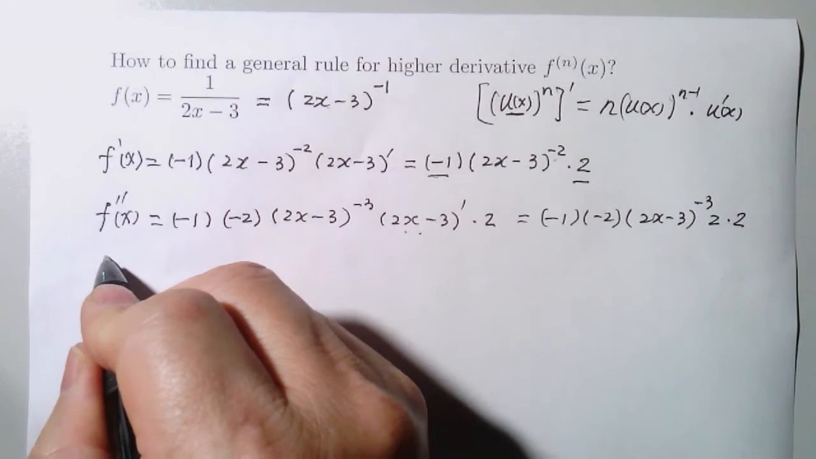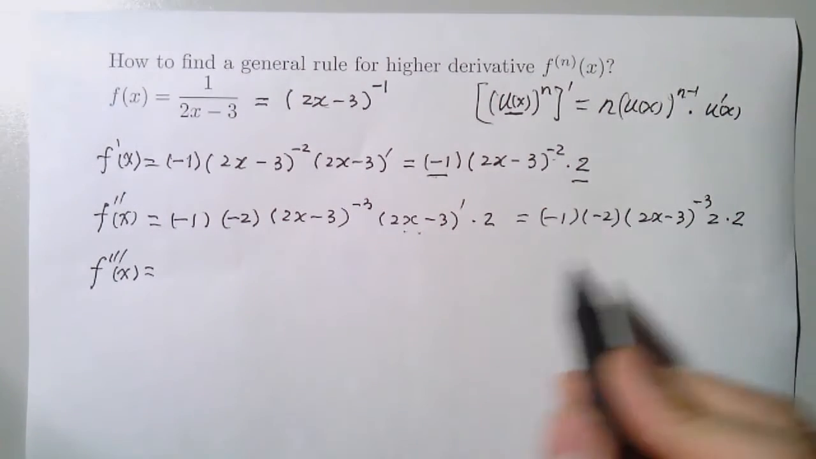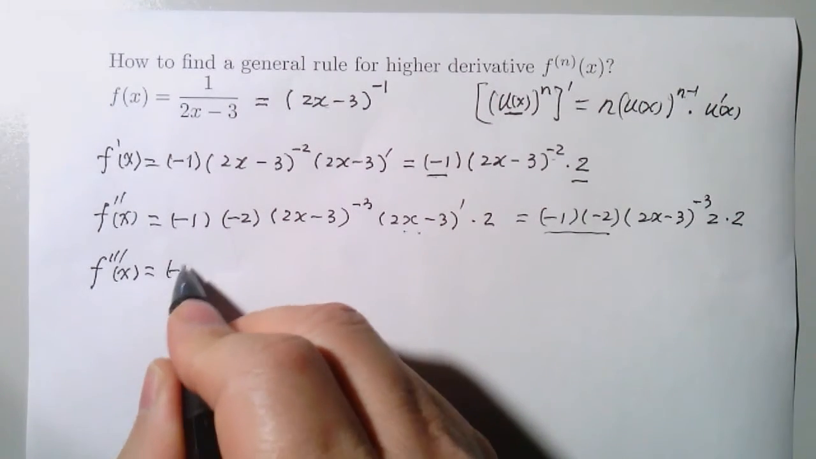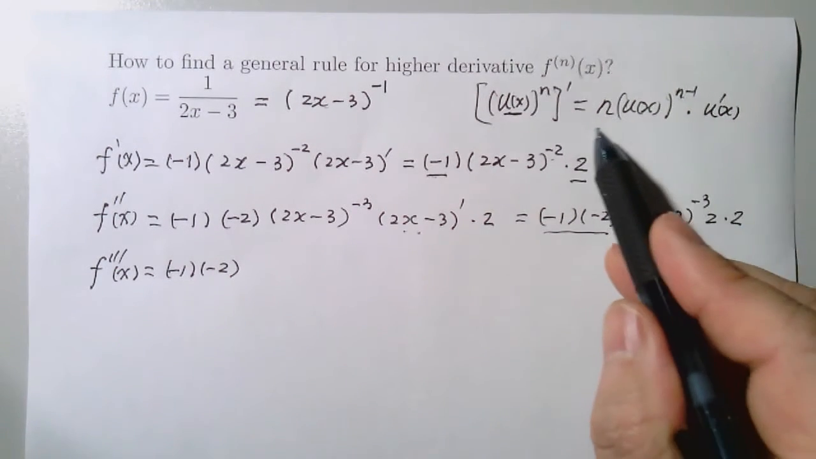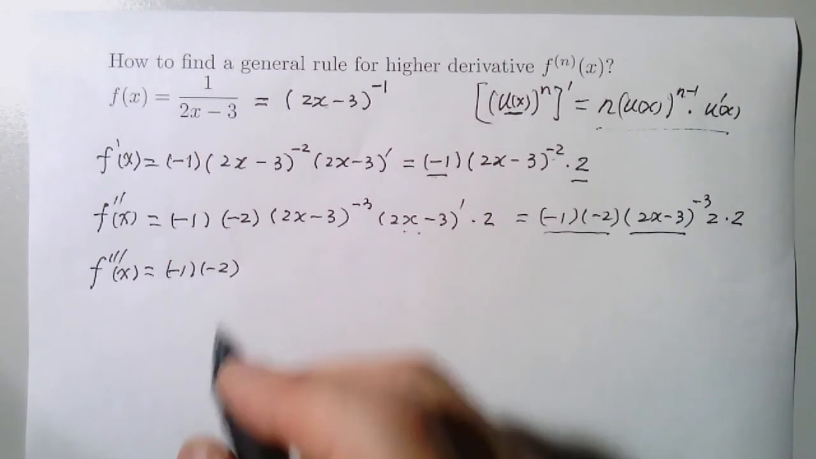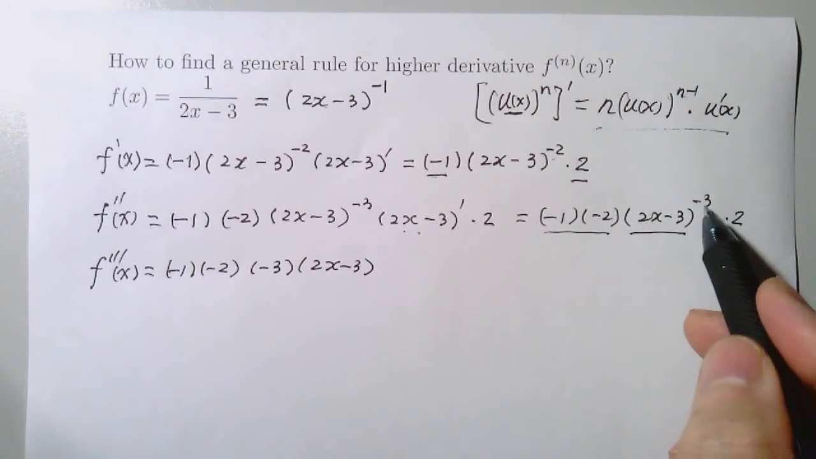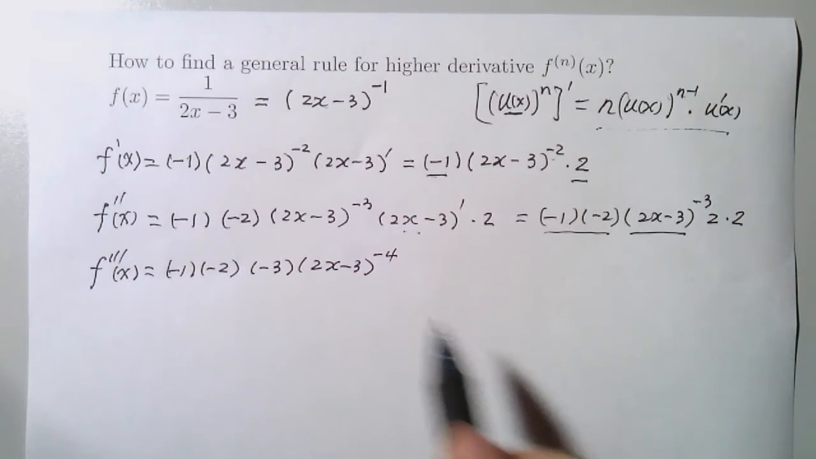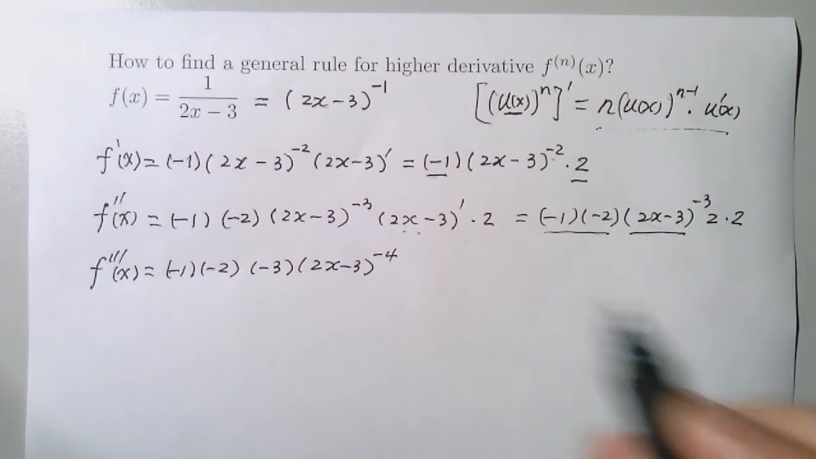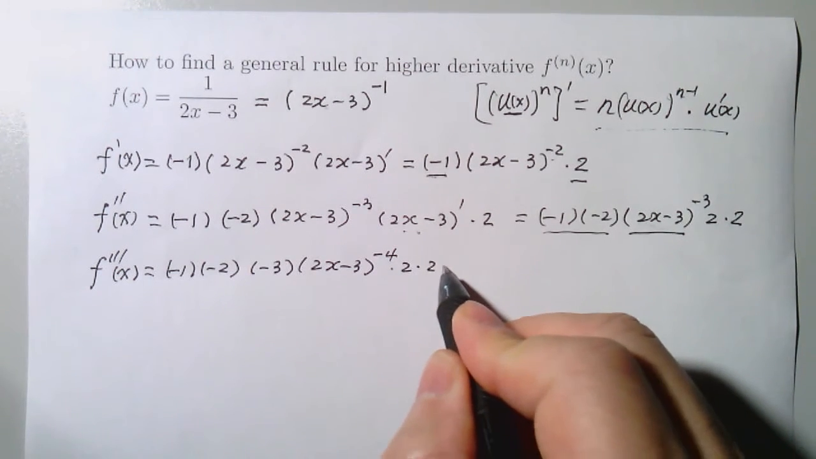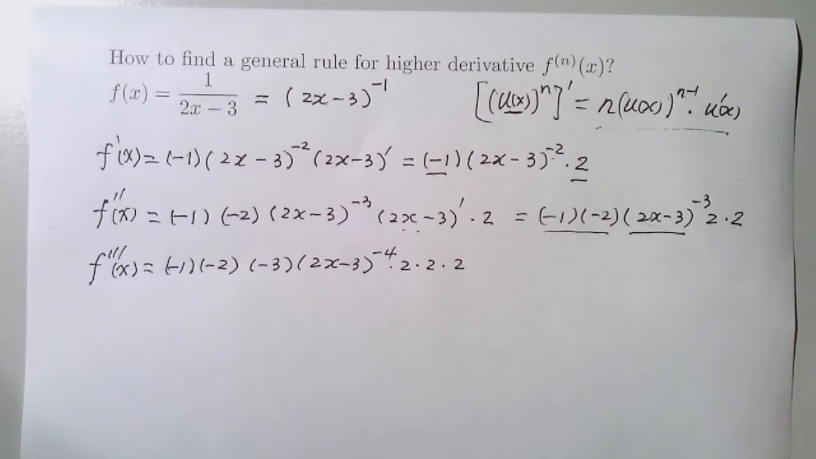Now let's look at the third derivative. Those things here just copy down. For this part, again from the generalized power rule, I'm going to have a -3 and 2x minus 3 raised to -3 minus 1, which is -4. Again, taking the derivative of the inside, you're going to get another 2. By now, you pretty much already see the pattern.